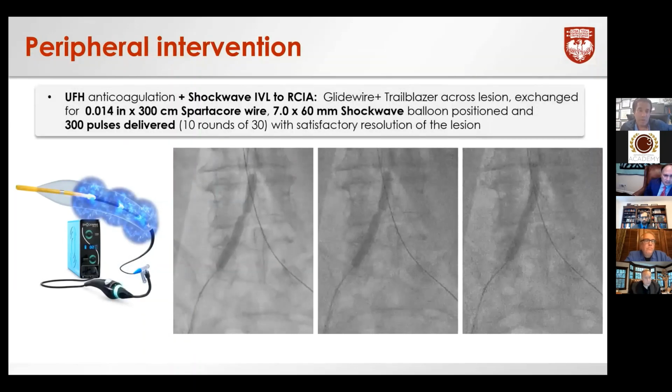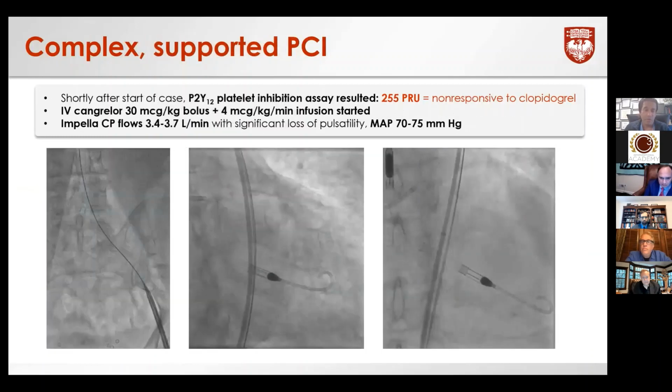So here we go: unfractionated heparin anticoagulation, Shockwave IVL. We got clean bifemoral ultrasound-guided access, a glide wire and Trailblazer, swapped out for a Spartacore, and then a 7x60 Shockwave balloon positioned across the right common iliac. 10 rounds of 30 with a very satisfactory resolution to the lesion, at least enough to get a sheath past it. And then we get on to the coronary work.